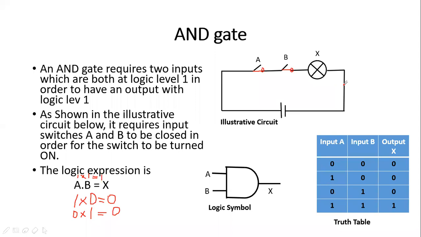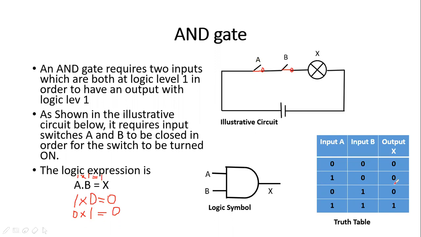So here we say that current now continues moving like that because these two switches have been closed. So then you have a complete circuit like that. That's how come we have one, one with the output being one. If you put zero on any of them, that's what you have.